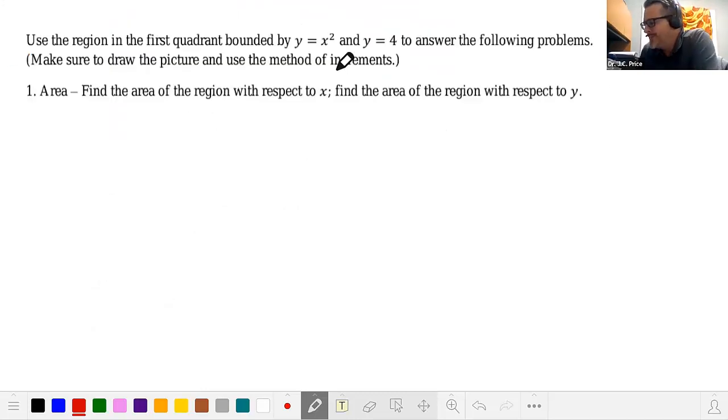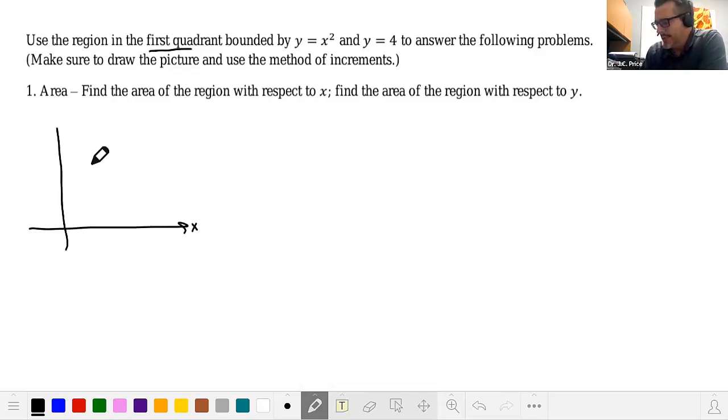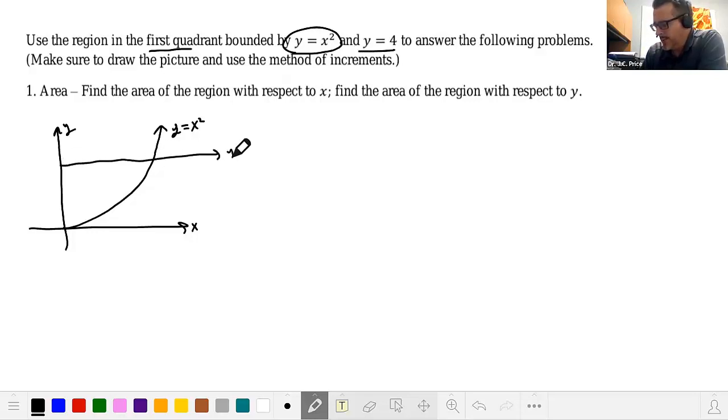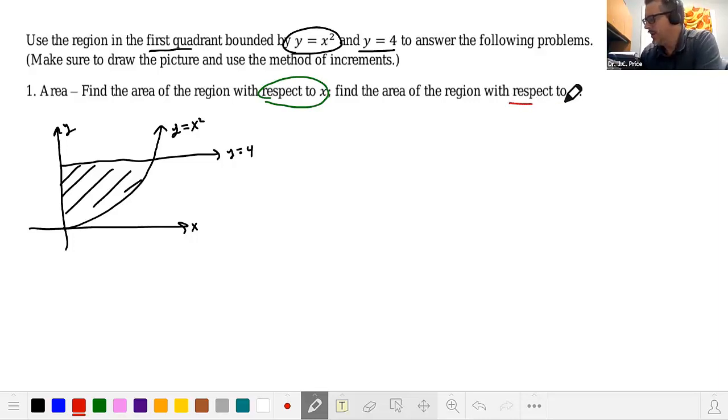So let's come over here and let's draw this picture here. So we want it in the first quadrant. So I only need to worry about this first quadrant right here. So here's my x and here's my y. We have this y equals x squared, which just looks like a u on that side. So that's that y equals x squared. And then y equals 4 is just a horizontal line right here, y equals 4. And so in this one, we're trying to find basically the area of this region. And we're going to do it two ways. We're going to do it first with respect to x, and then we'll do it with respect to y.